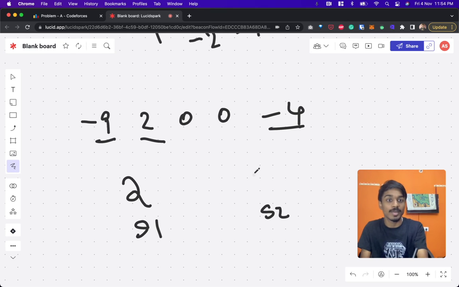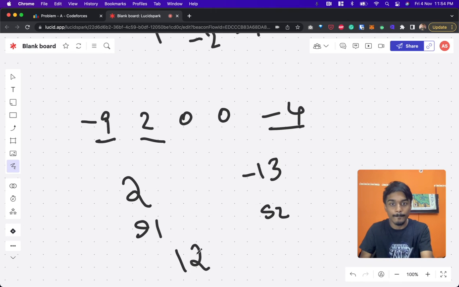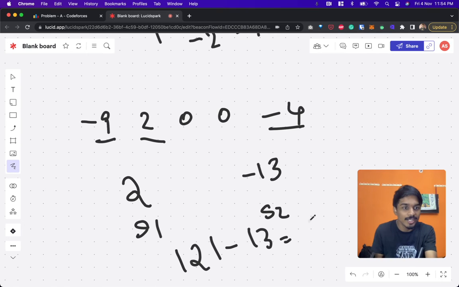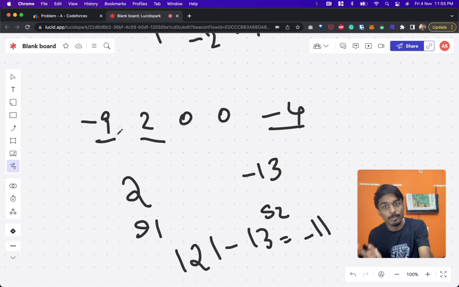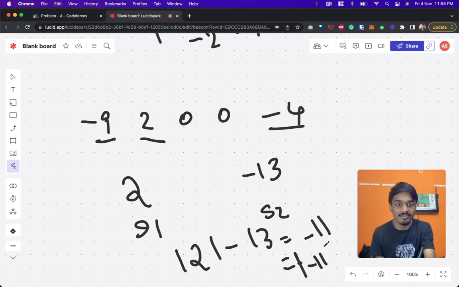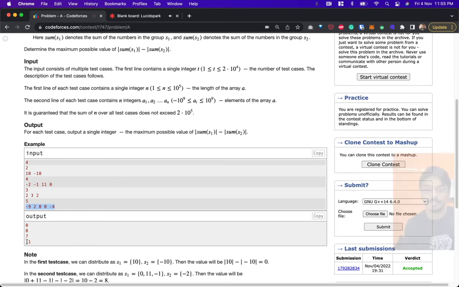-4 plus -9 is what? -13. So we take the modulus: 2 minus mod of -13, which is 13. What is 2 minus 13? -11. As I told you, it can be the case that a negative number is in the first bucket and the positive number is in the second bucket. It can be 13 minus 2 as well. So we simply have to take the modulus of -11, that is 11. So if you see, the answer is 11.